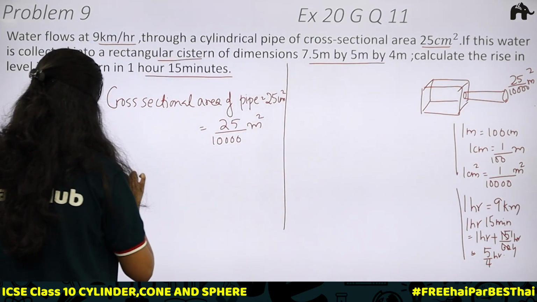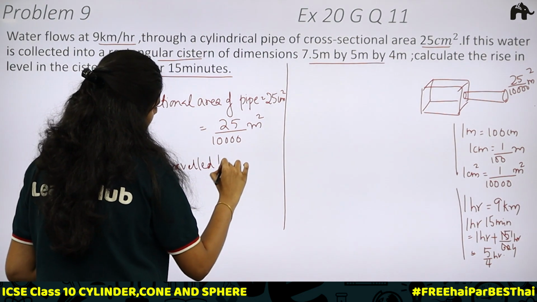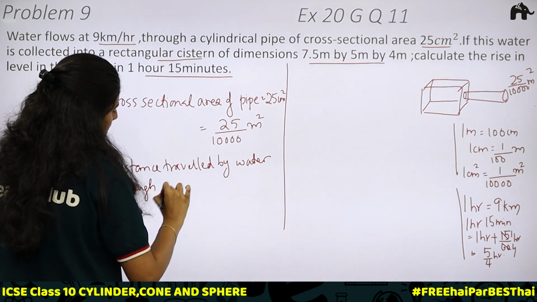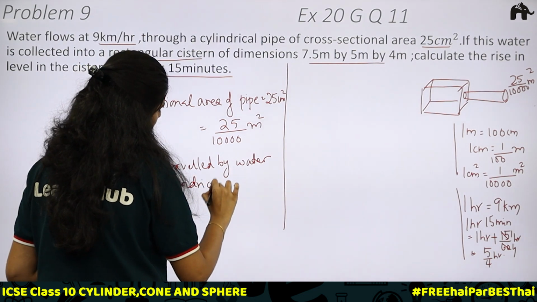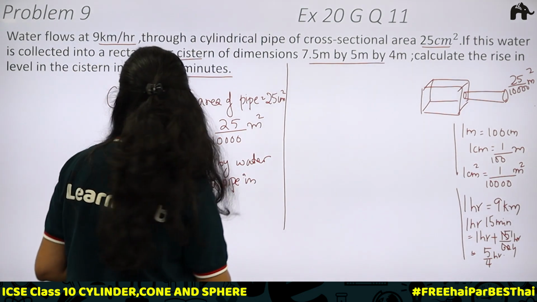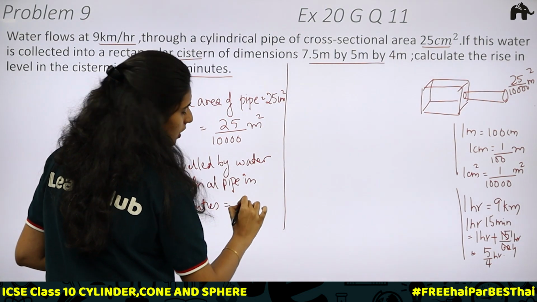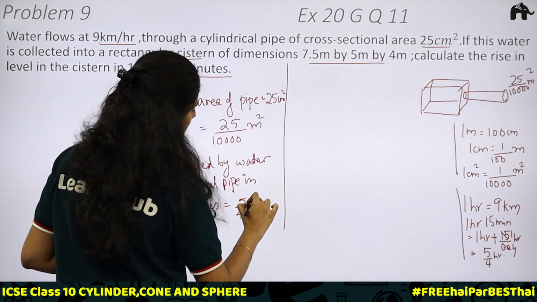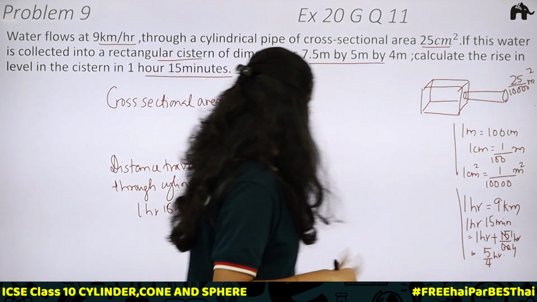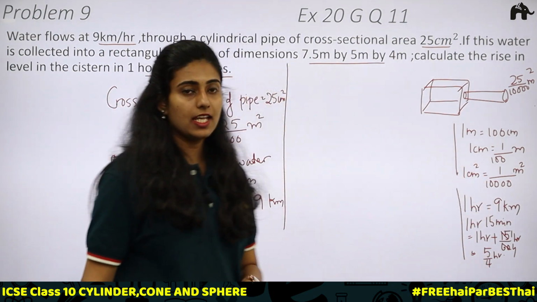So you can write: distance travelled by water through the cylindrical pipe in 1 hour 15 minutes will be equal to 5 by 4 into 9 kilometers, because 5 by 4 is the time, and in 1 hour it is 9 kilometers. Therefore, in 5 by 4 hours it will be 5 by 4 into 9 kilometers.